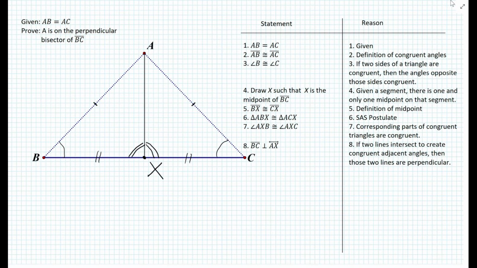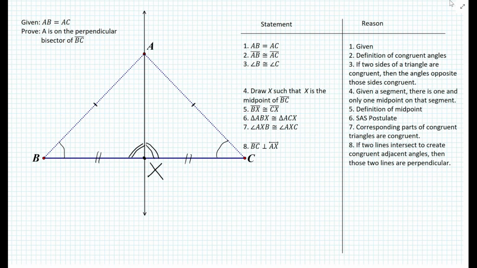So here we can write that segment BC is perpendicular to line AX, because if two lines intersect to create congruent adjacent angles, then those two lines are perpendicular. Notice that here I'm not saying segment BC is perpendicular to segment AX, but line AX. Why am I saying this? Because it turns out that it doesn't matter where A lies. If we, for example, extended that segment to make a line out of it, then it doesn't matter where A lies, as I mentioned before.